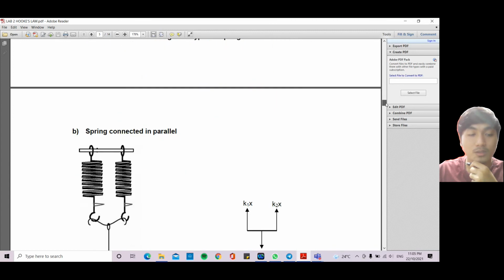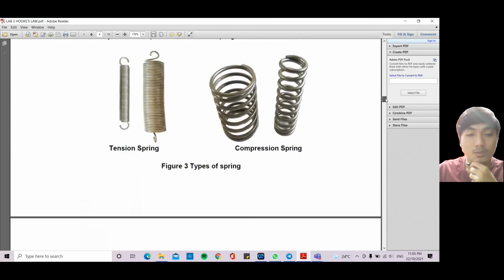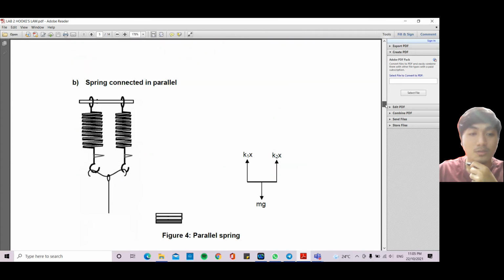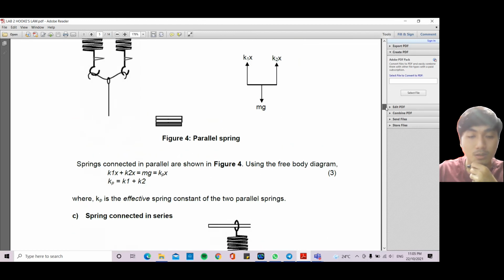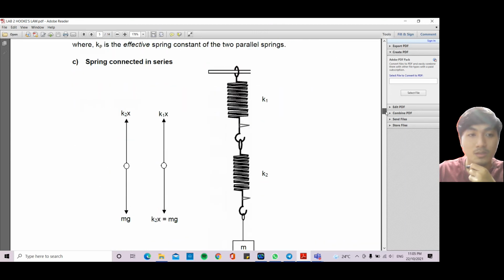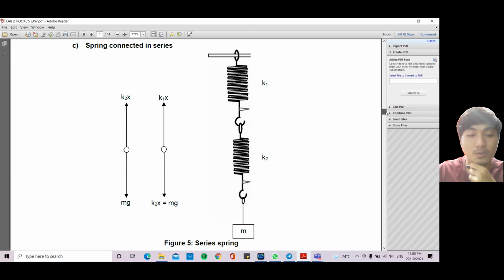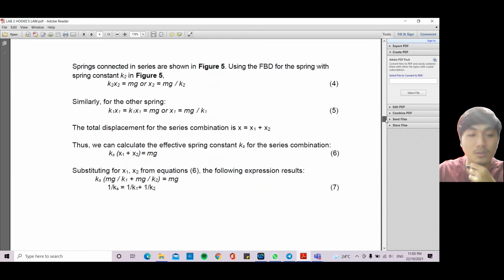and the second one is two types of spring, tension spring and compression spring. So this one is spring connected in parallel. So this is a parallel spring, and the formula for parallel spring is Kp equals K1 plus K2. And for the series spring, the formula is 1 over Ks equals 1 over K1 plus 1 over K2.